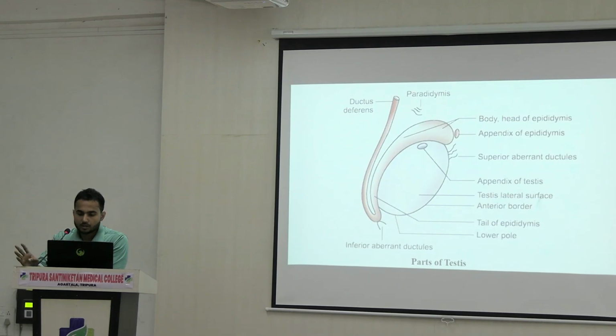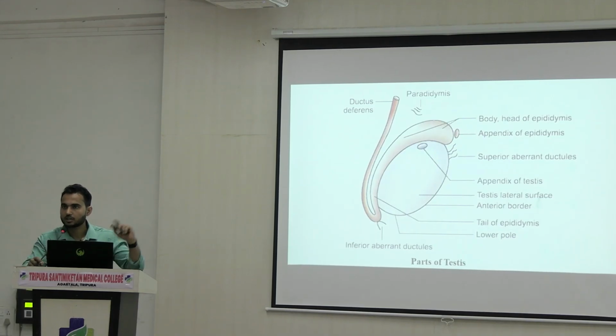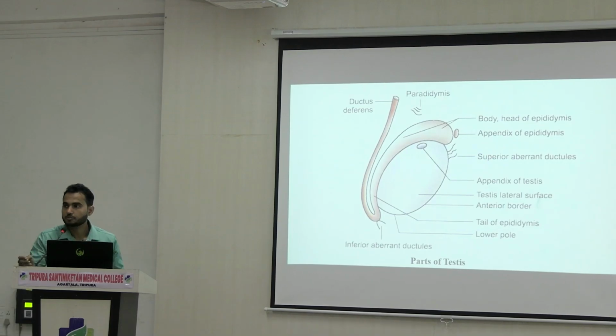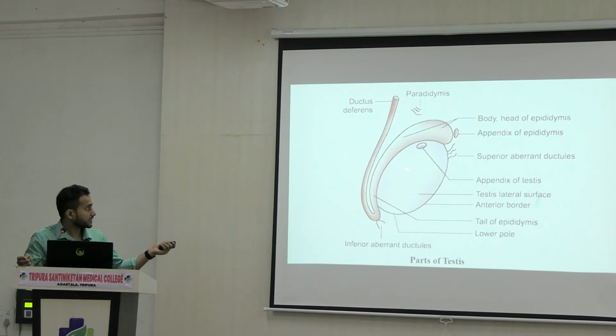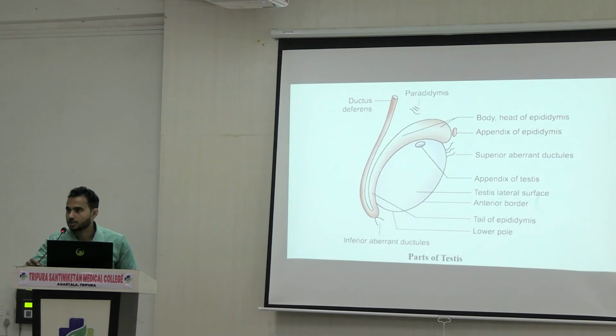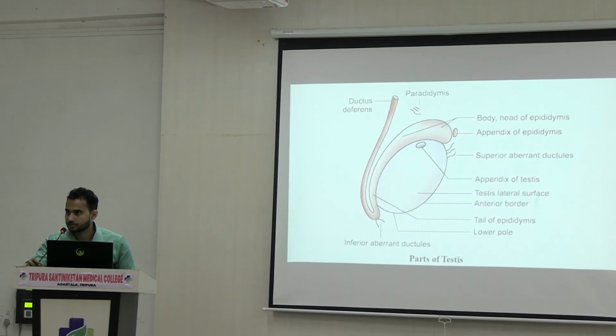Now in this particular diagram, you can see various parts of the testis. Can anyone identify which is the upper pole? Yes, where you can see the epididymis is attached. That is the upper pole. So originally, if this is the upper pole, then this will be the lower pole of the testis. Next, here you can see this is the anterior border of the testis, and this is the posterior border of the testis. This is the medial surface, and on the other side there will be the lateral surface. So like this, these are the various parts of the testis.